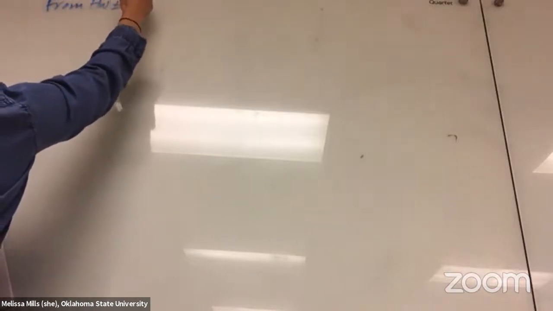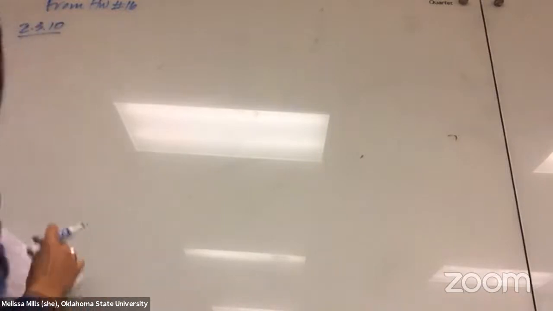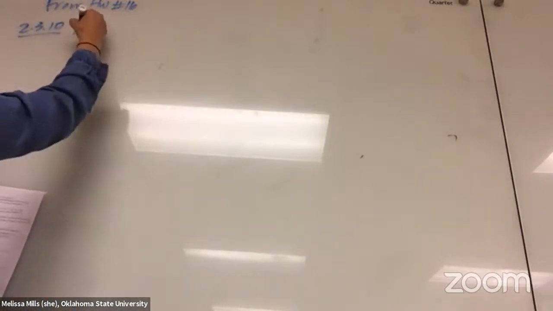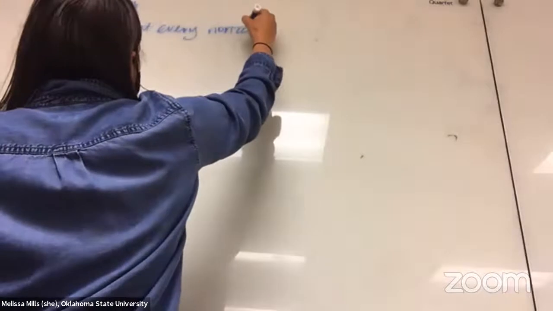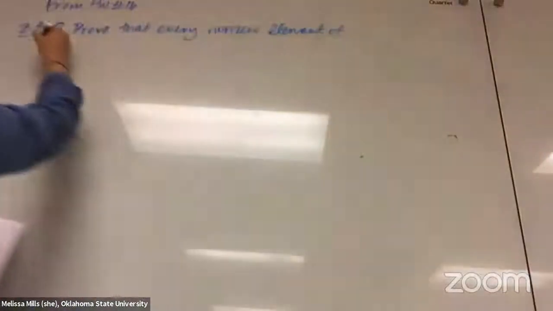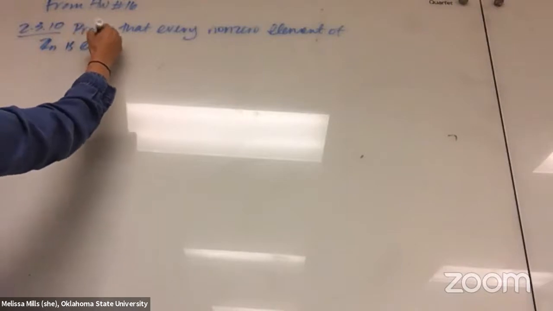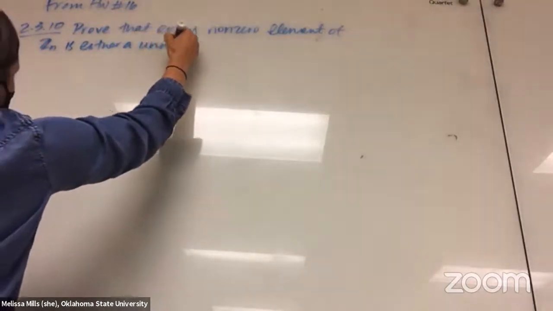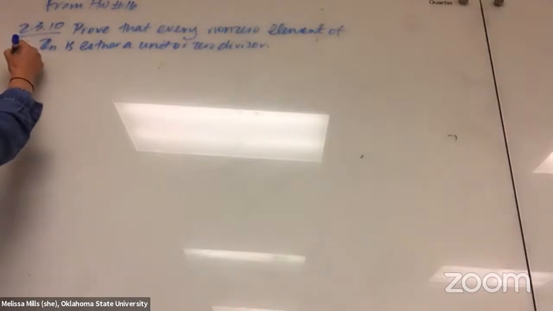From homework 16, we're going to look at 2, 3, 10. And so it says to prove that every non-zero element of Z mod n is either a unit or a zero divisor. Okay. So here's our proof.